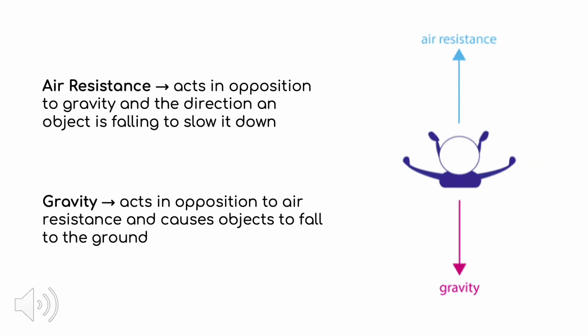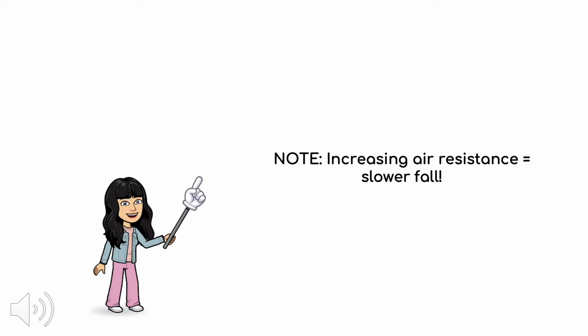Air resistance is the force that opposes the direction of an object that is falling as it passes through the air. It acts as a drag force that ultimately causes the object to fall at a slower pace. Gravity, or the force due to gravity, is the force that acts in opposition to air resistance. It is the force that causes objects passing through the air to fall to the ground. Increasing the air resistance will help an object fall at a much slower pace.